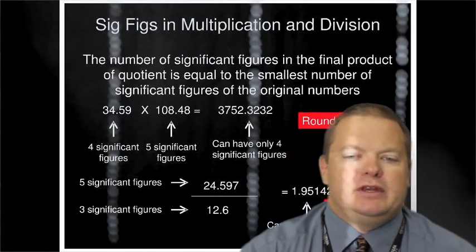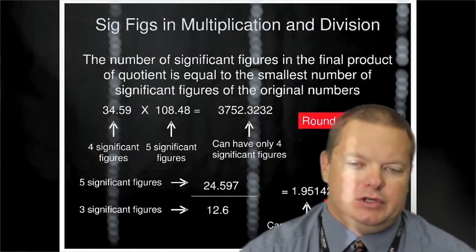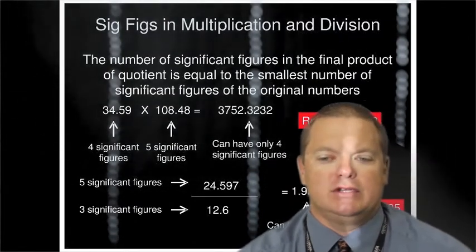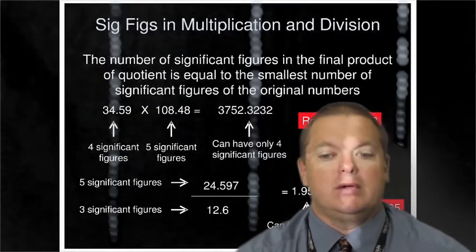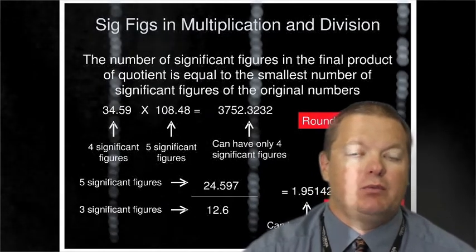Now let's talk about significant figures for multiplication and division. The number of significant digits in the final product or quotient is equal to the smallest number of significant figures in the original numbers.